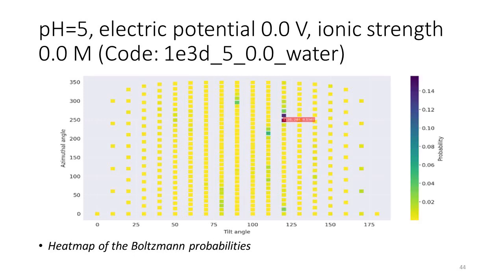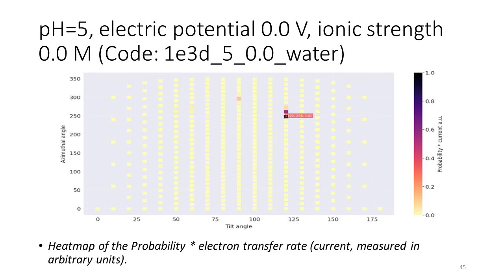Now, watching the heat map plots of the Boltzmann probabilities for all the orientations, again we can see that there is not a single dominant orientation, or at least a group of dominant orientations. For most of the orientations the probability is very low. So again, I obtain a homogeneous distribution of all the orientations on the surface of the electrode. And in the heat map plot of the probability times the electron transfer, because the probabilities of obtaining such orientations are very low, the contribution is not so important.